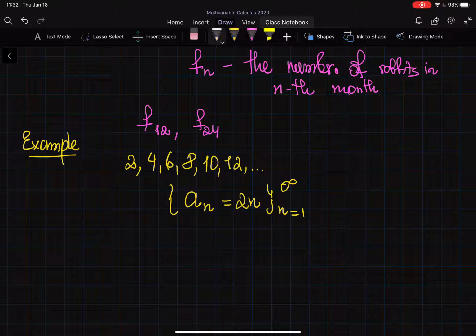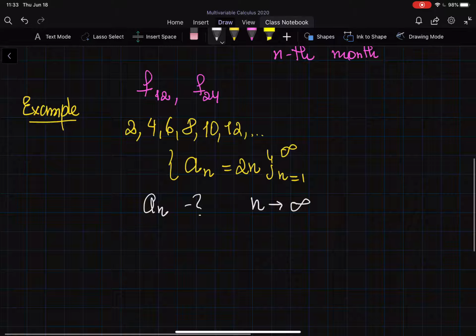So what I would like to do is understand what is the value of an when n is big enough, when n goes to infinity. For example, what's the value of the sequence when n is 1,000 or 1 million or 10 million and so on. You can see from here that the sequence basically goes to infinity, right? So as n goes to infinity, an is also going to infinity. So we say that the sequence doesn't converge, or we say that this sequence diverges.